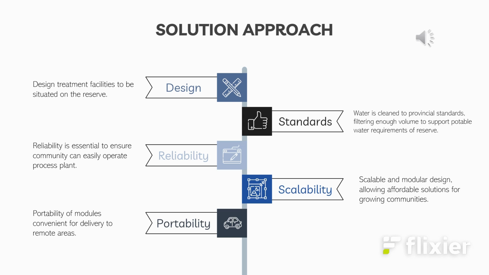Essentially, our goal is to filter the source water in their cisterns to be clean to provincial standards, while filtering enough volume to support the potable water requirements of the reserve. It's important that the residents of the reserve are able to operate and maintain the plant, so reliability is essential. Another important quality is scalability, which comes with the modular design. As the community grows, we want to be able to add more capacity to the treatment plant, so we'd be able to add maybe another modular plant. Lastly, portability of the module is important. This is for delivery to the remote area.